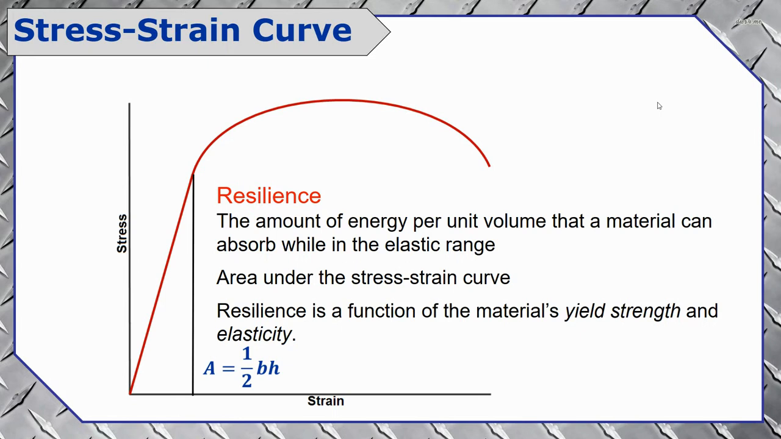And resilience is defined by the area beneath the stress-strain curve, specifically in the elastic region. So if we find the area of this triangle, we have a number we can use to quantify and compare the resilience of two different materials. This is a function of the material's yield strength as well as its elasticity. So a material that has equal strength but greater elasticity is going to have a triangle here with a larger area. Materials that are stronger and more elastic are going to be more resilient.